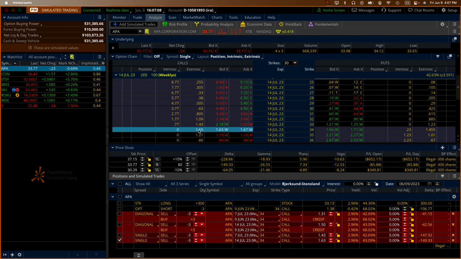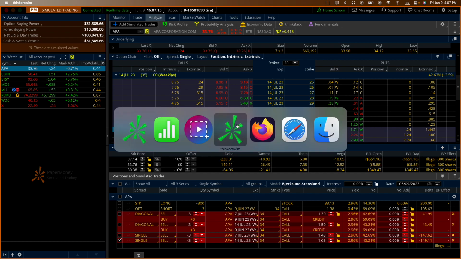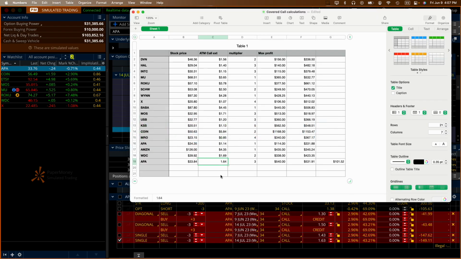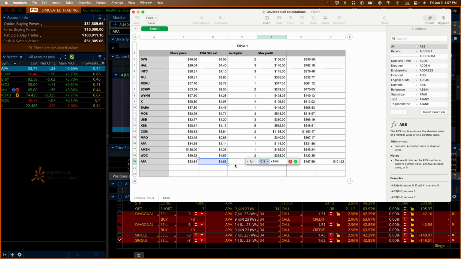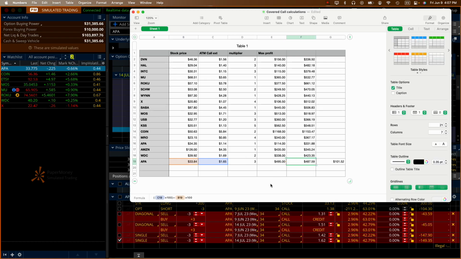Look at this, this is the extrinsic value and this is the bid and ask. Okay, so thereabouts, somewhere in there. So 165, let's say we got that price. And then how many options do we have? 3. Okay, so we multiply the option value, the extrinsic value, 165 times 300, and that gives us 495.